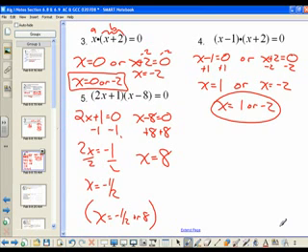Before I can divide by the 2, I have to move the 1 to the other side of the equation. So I move the 1 over, then I divide both sides by 2.